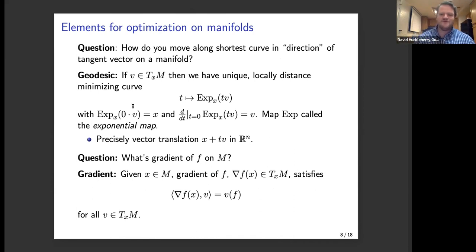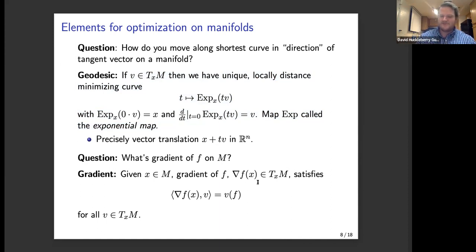One quick thing to finish up the shortest curve discussion. We do have this idea of the geodesic. It is the shortest curve. If I want to look at the shortest curve that points in a direction V, I denote it this way, and then I'm parameterizing with T. In Rn, this is precisely vector translation, which is what we would hope it would be. The next element we need, though, if we want to talk about things like coordinate descent, is a notion of a gradient.